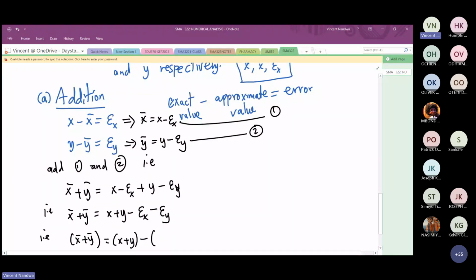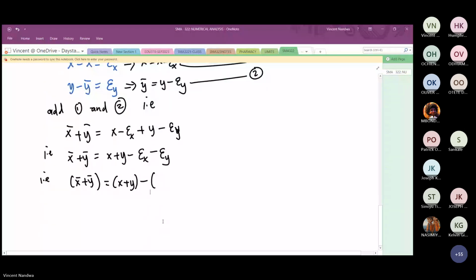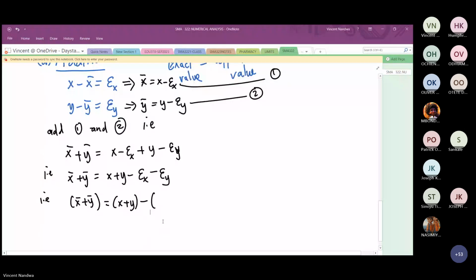Then if I put the error terms in brackets and I put out a negative sign, what should I write in the brackets? Positive. Addition. We'll have addition, okay? So error in x plus error in y. Good. Then this is our equation. You can always play with it without breaking any rules of algebra.